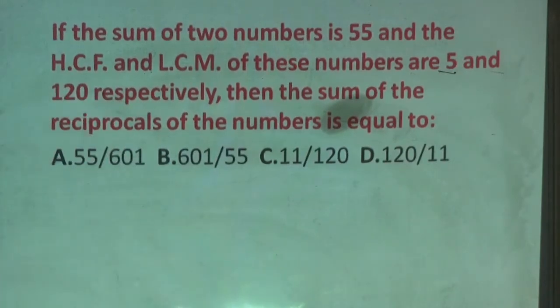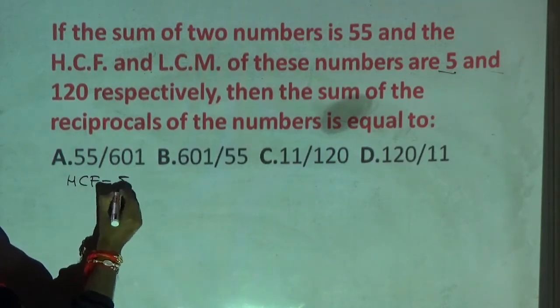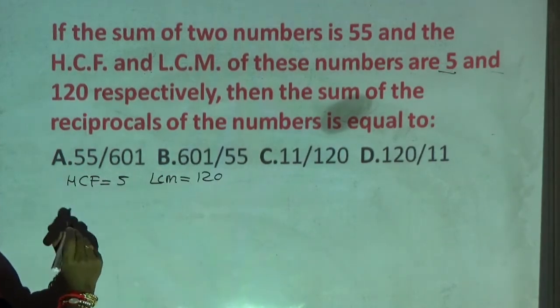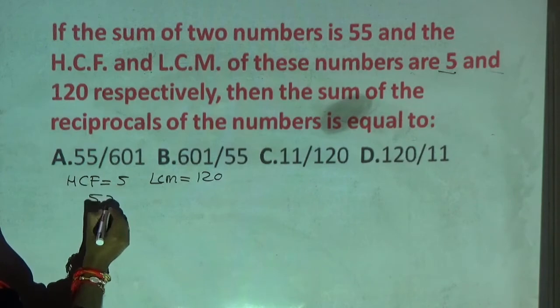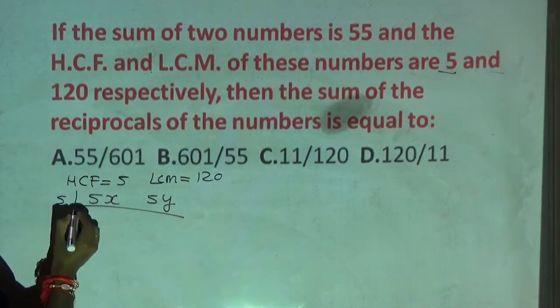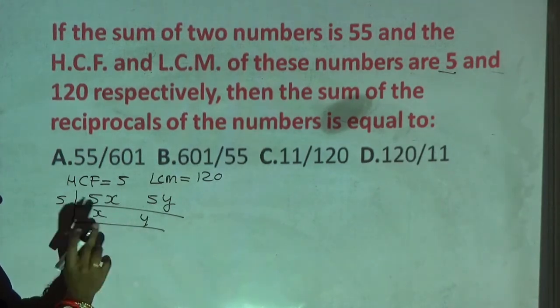The next question: if the sum of two numbers is 55 and the HCF and LCM of these two numbers are 5 and 120 respectively. See, they have given the HCF, which is 5, and their LCM also, 120. If I know the HCF, I can take the two numbers as 5x and 5y. If I take common 5, x and y, further I cannot divide x and y by a common number.